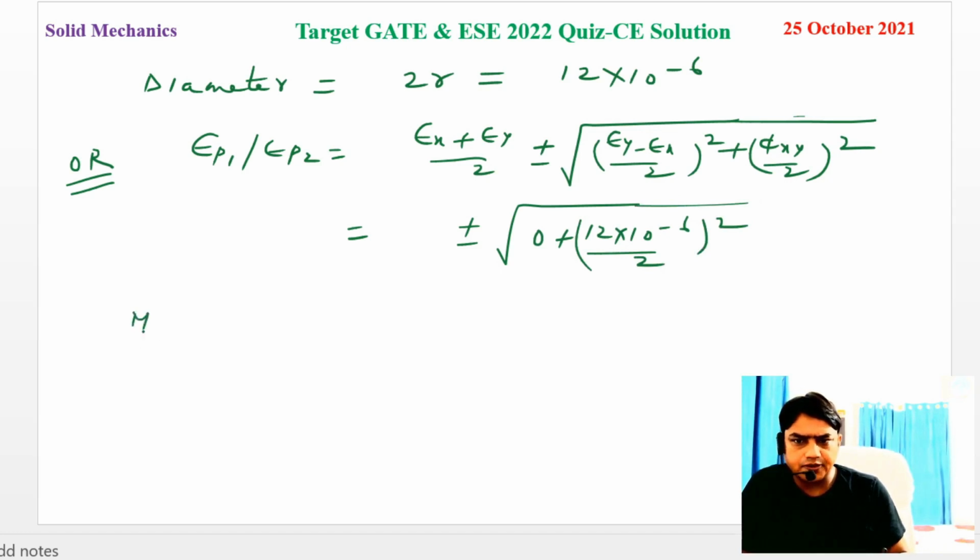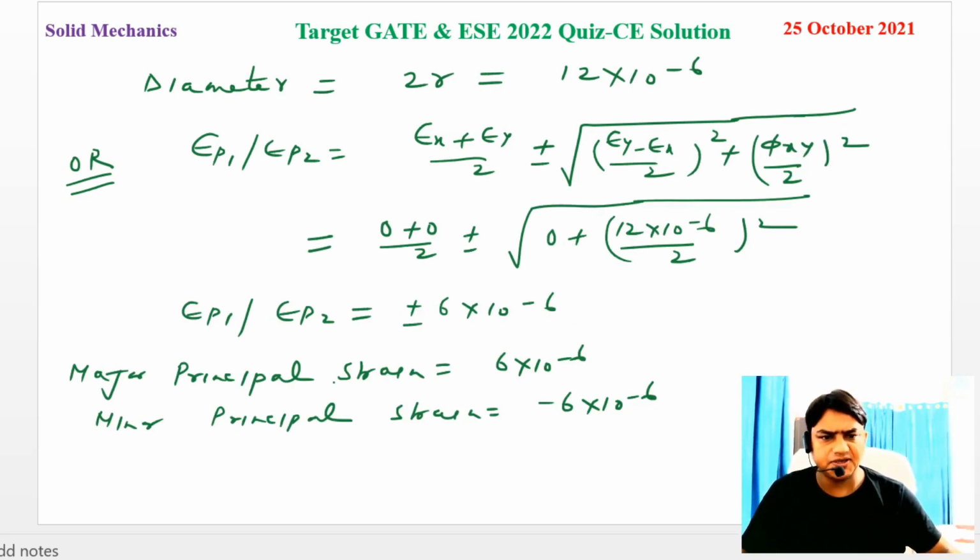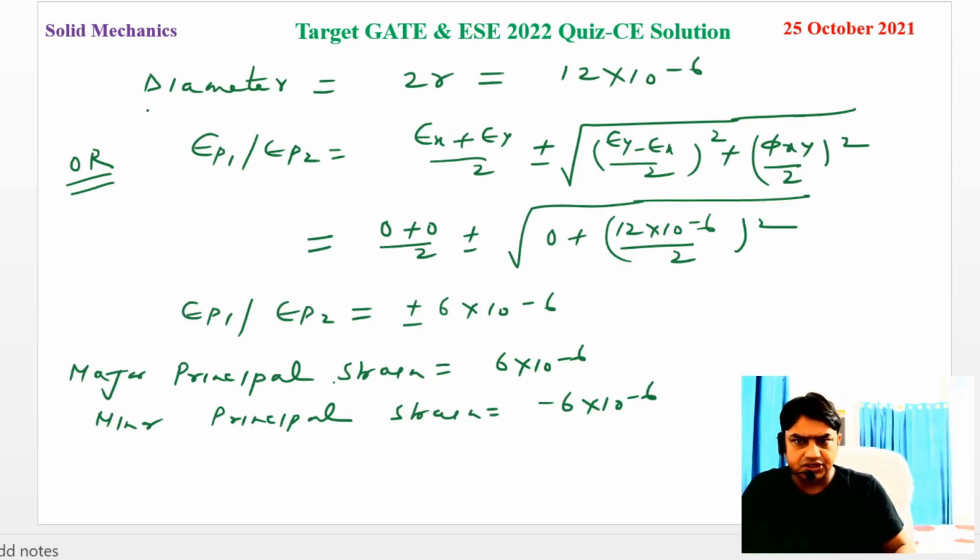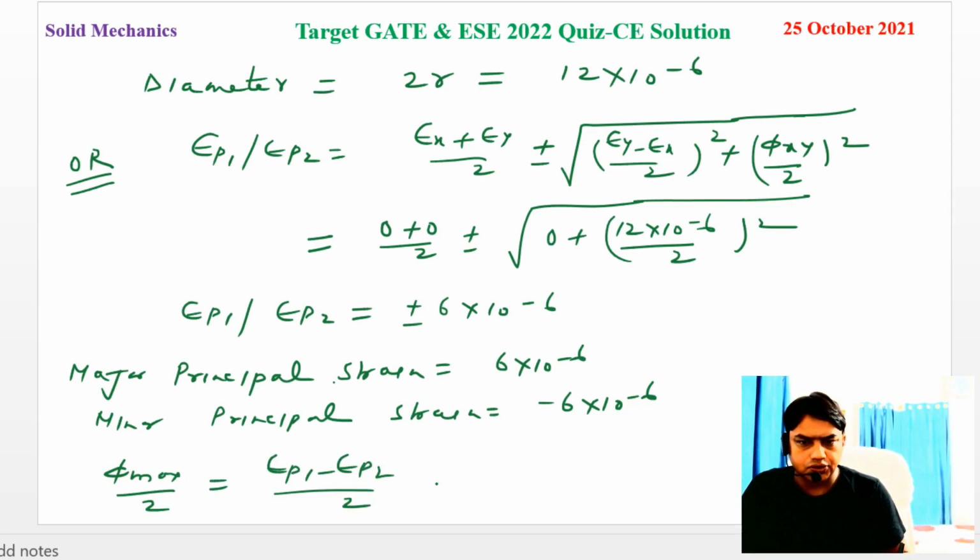So the major principal strain is equal to 6 into 10 to the power minus 6, and the minor principal strain is minus 6 into 10 to the power minus 6. So the maximum shear strain can be computed as phi max by 2 equal to epsilon p1 minus epsilon p2 by 2. So here 6 into 10 to the power minus 6 minus minus 6 into 10 to the power minus 6 gives 12 into 10 to the power minus 6 by 2. So it can be implied that phi max is equal to 12 into 10 to the power minus 6.